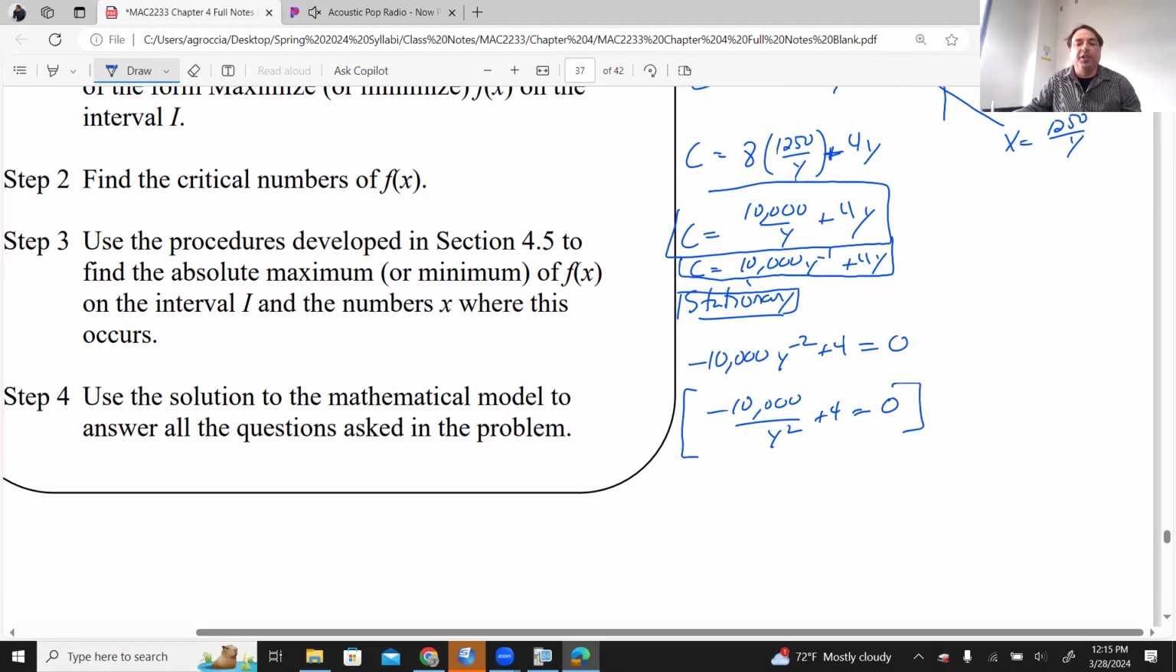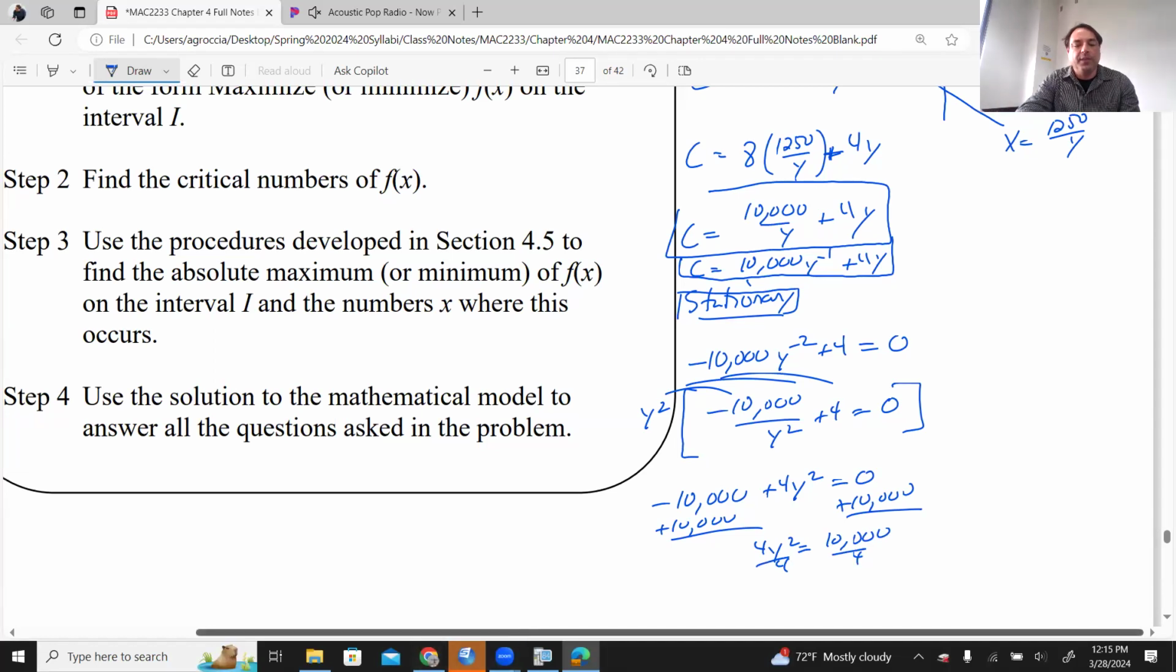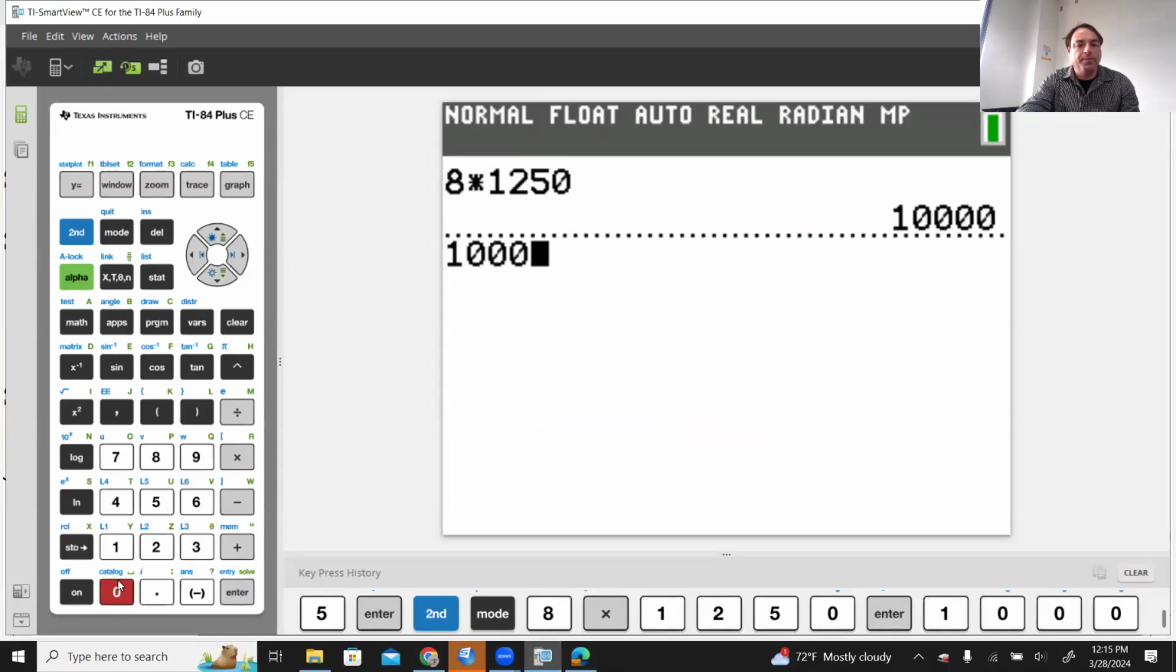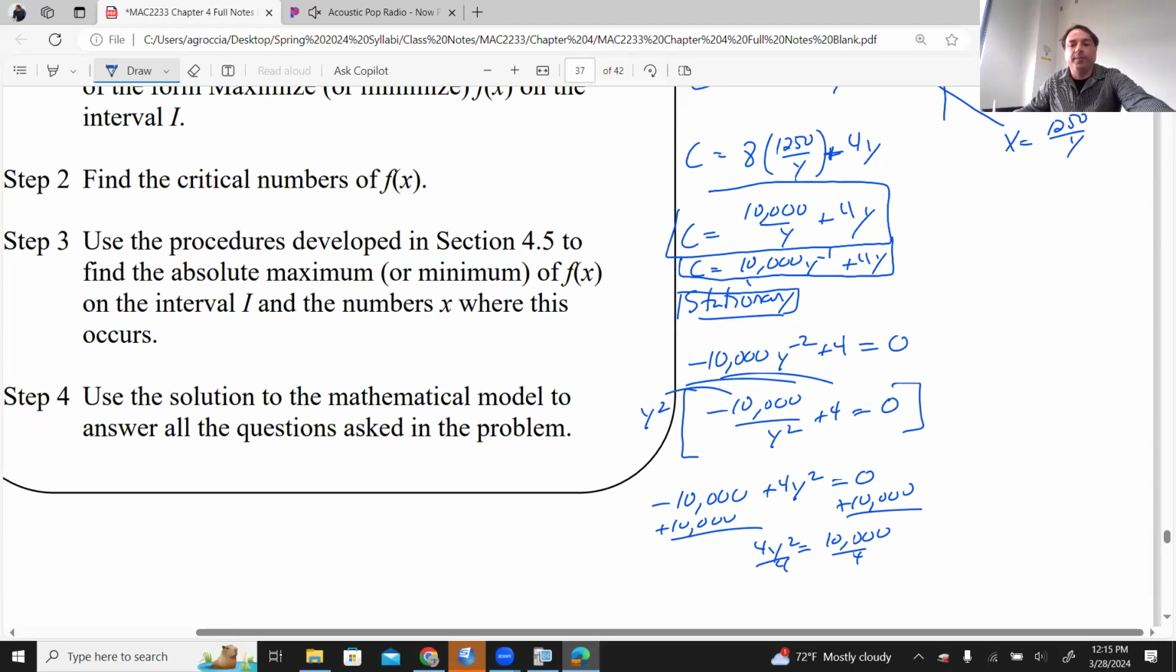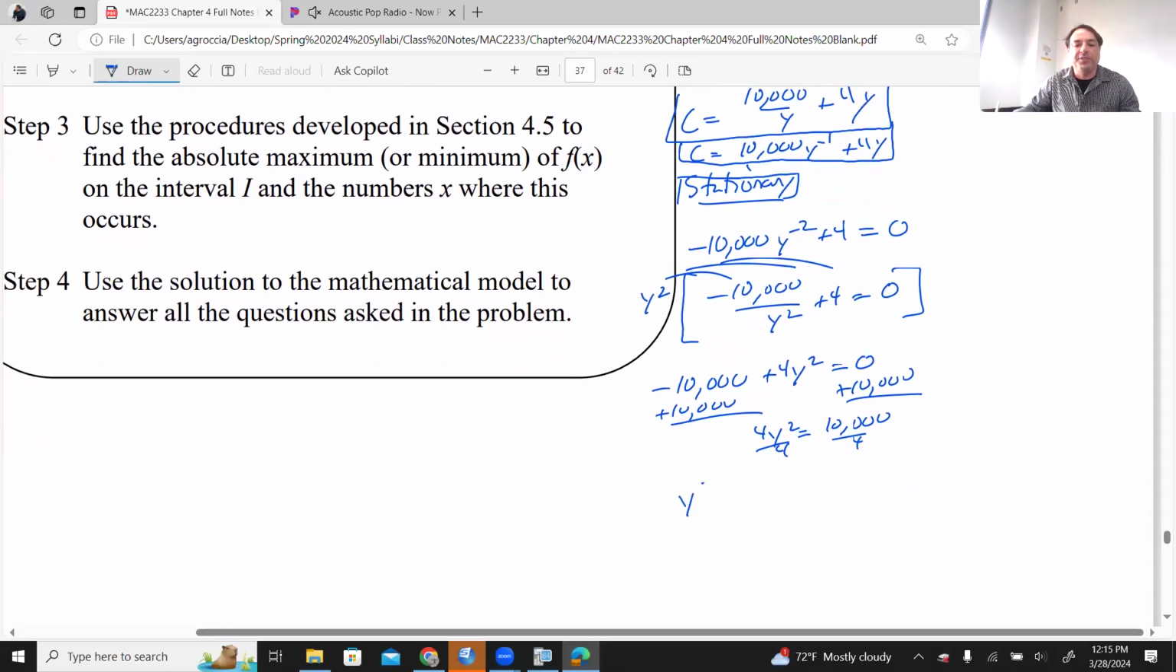To clear the fractions, you multiply everything by y squared, which leaves you with negative 10,000 plus 4y squared equals 0. Add 10,000 to both sides: 4y squared equals 10,000. Divide by 4: 10,000 divided by 4 gives you 2,500, so be careful. You get y squared equals 2,500. Square root, y equals what? Plus or minus 50, but since we're talking about a length, it can only be 50. So you found your y.